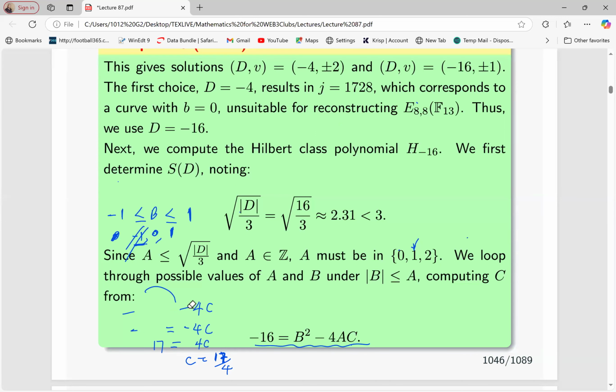Let's try and see whether B can be 0. So that is what the looping means. You're looping through all those possibilities. You want to see which one then becomes 0, if any of them would become.